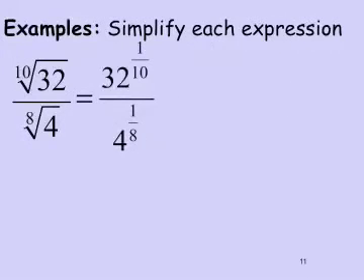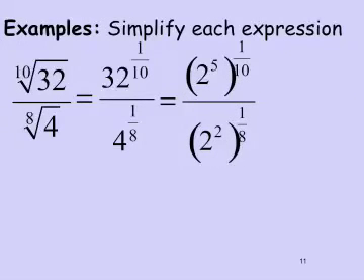Here, we're given the 10th root of 32 over the 8th root of 4. So we'll rewrite those as fractional exponents, and then we'll look at the bases. And again, we're trying to get like radicals or like denominators. So we'll start by trying to get like bases so that we can do some subtracting or adding when we divide. So 32 is actually 2 to the 5th. And 4 is obviously 2 squared. That allows us to have the same bases.